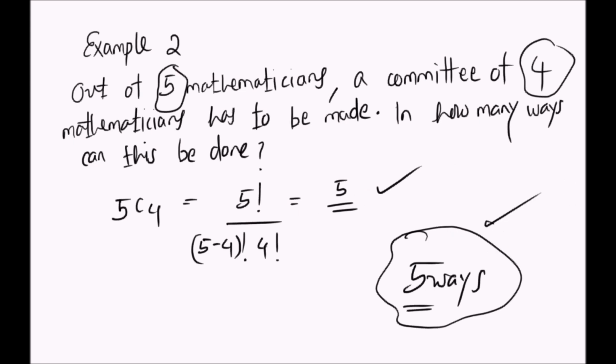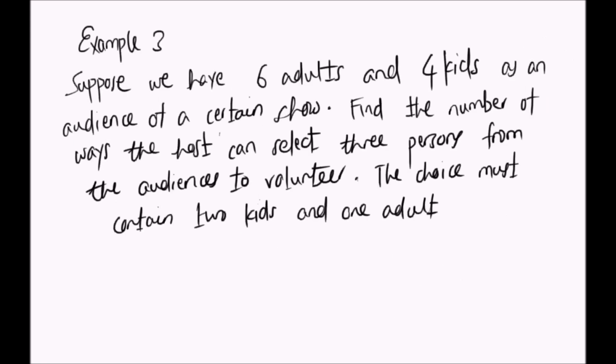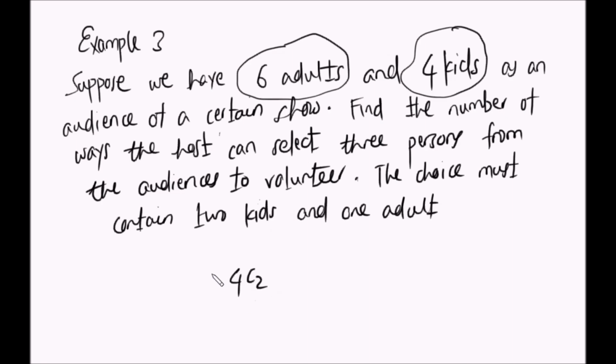Let's see example 3, concept of combination. Example 3 anasema suppose we have 6 adults and 4 kids as an audience of a certain show. Kwa hiyo kuna watu wazima 6 na watoto 4 wapo kama watazamaji hivi wa show fulani hivi. So find the number of ways the host can select 3 persons from the audience. So mtu anataka kuchagua watu 3 kutoka hawa 10. The choice must be 2 kids and 1 adult. So out of 4 kids achague 2, afu out of 6 adults achague 1.